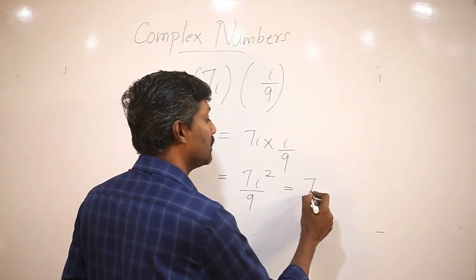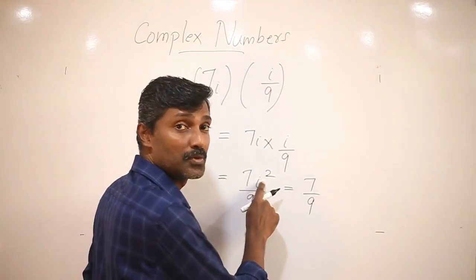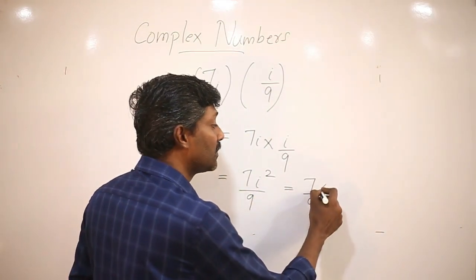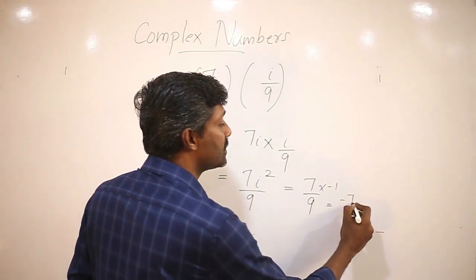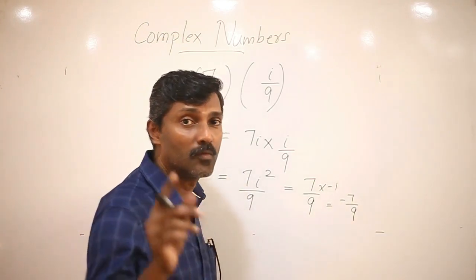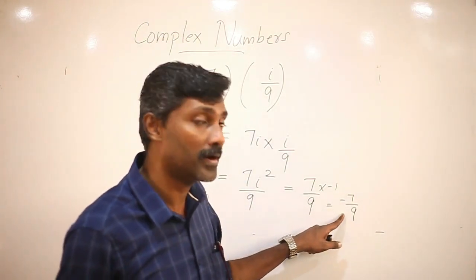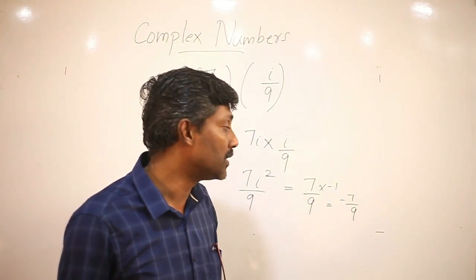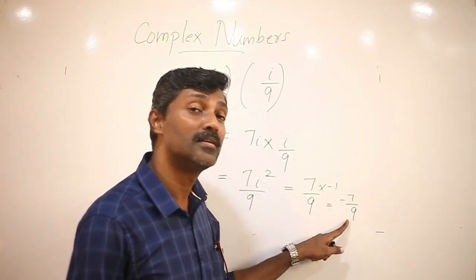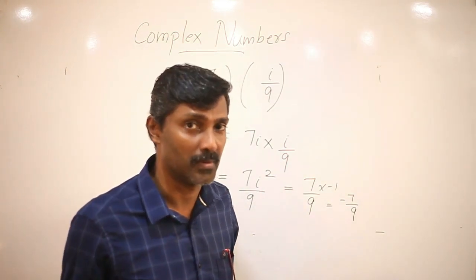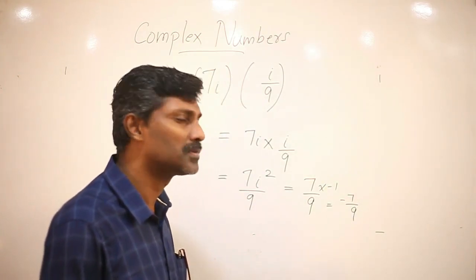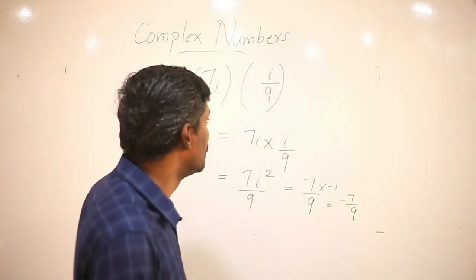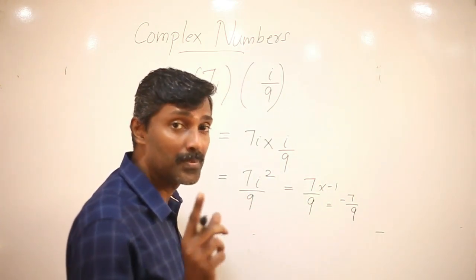So 7 divided by 9, I'm substituting the value of i square, which is minus 1, and I get the value minus 7 by 9. But the question is to express this product in the form a plus ib. But here we have only the real part. We don't have the imaginary part. Don't worry. If you don't have the imaginary part, just put the coefficient as 0.